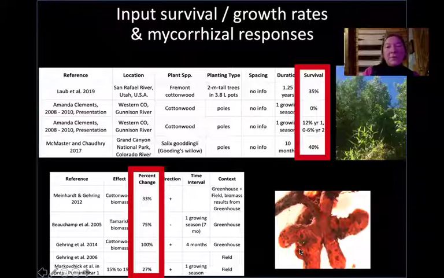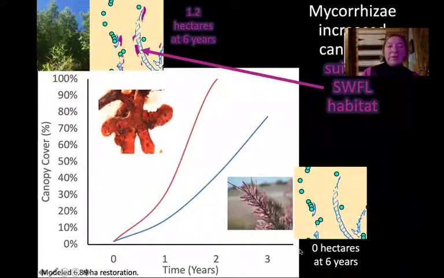And what we did was we went ahead and added the survival parameters and growth parameters from the literature for cottonwoods and willows. And then we also added, on the bottom here you can see some of the references, what mycorrhizal inoculation did for plants, whether it was biomass or survival and those kinds of things, to the model. So we incorporated that into the model, and we had a treatment without mycorrhizal inoculation and with.